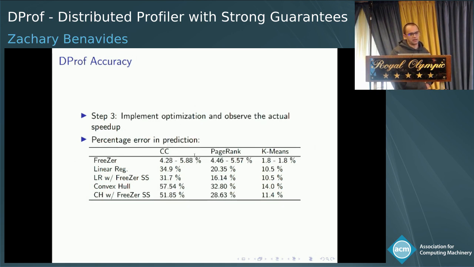Finally, we implemented this optimization by removing the straggler that we injected into the programs, and we observed the actual speed up that was noticed. From this, we can see that DProf using freezer was much more accurate in its prediction of the overall speed up of the program than if it used any of the other timestamp synchronization algorithms.